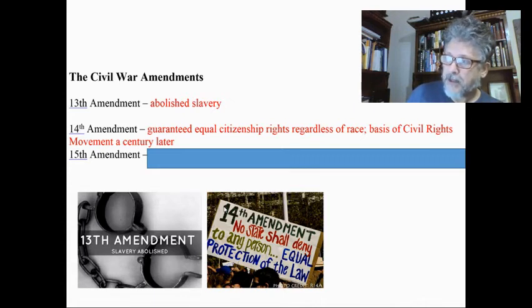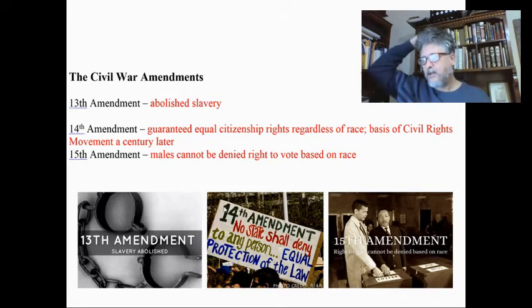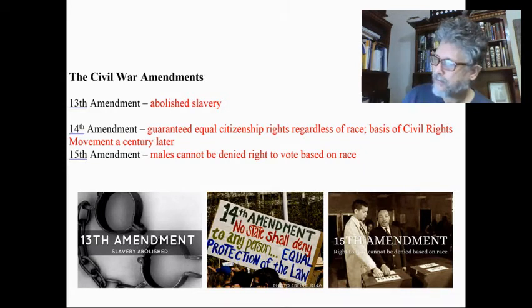And the 15th Amendment guaranteed that males cannot be denied the right to vote based on race. So remember, women are still a ways off. Women are still not able to vote for about another 50 years. So these are three very important amendments, particularly for civil rights for African Americans after the Civil War. So you're going to write this down, and you can pause if you need to.